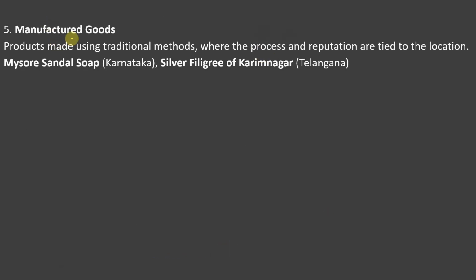Next is manufactured goods. These are products made using traditional methods where the process and reputation are tied to the location. So, if some product is manufactured using traditional skills, methods, and processes, those goods can also be registered under the geographical indications. Mysore Sandal Soap of Karnataka and silver filigree of Karimnagar, Telangana have got the geographical indication.